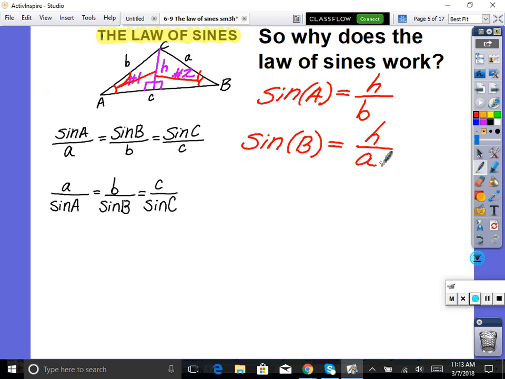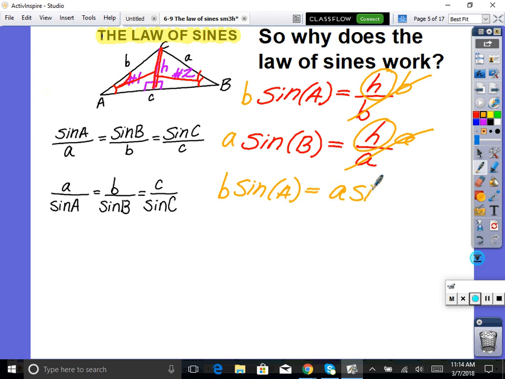Now look, the height is the same in both of these. So let's solve for h in both cases, and then we can set them equal, because if h equals this and h equals this, then they're equal to each other since the heights are the same. So I'd multiply both sides by b, and I'd multiply both sides by a. Now do you see h and h equal those things? So now I can set each of those equal because h equals h. My true statement is b sine of angle A equals a sine of angle B.